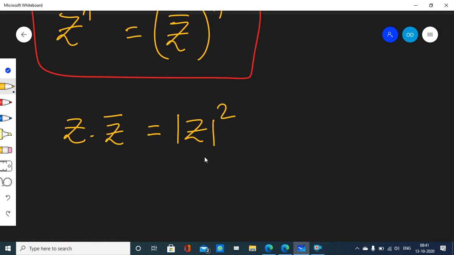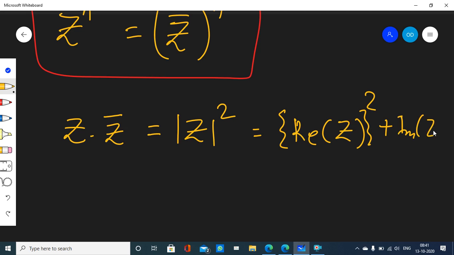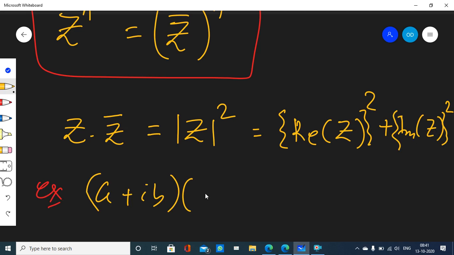Mod of Z we have already discussed. This is equal to the real part of Z squared plus the imaginary part of Z squared, under a square root. For example, a plus ib is a complex number and its conjugate will be a minus ib. If I multiply them together, I shall get what?